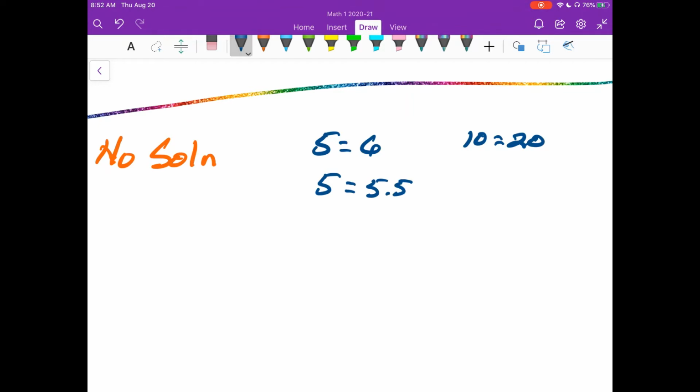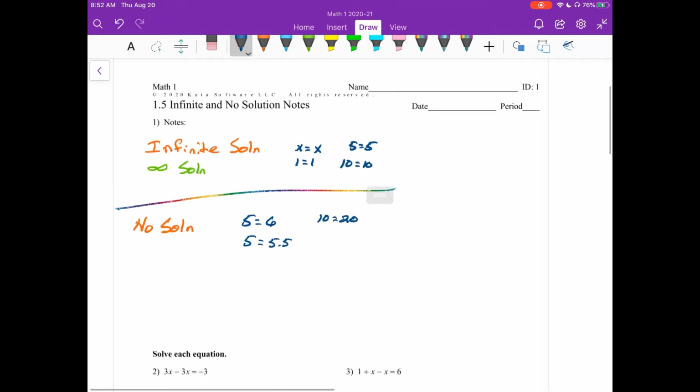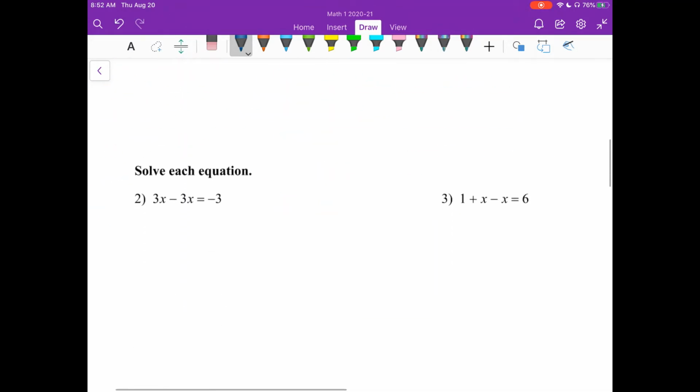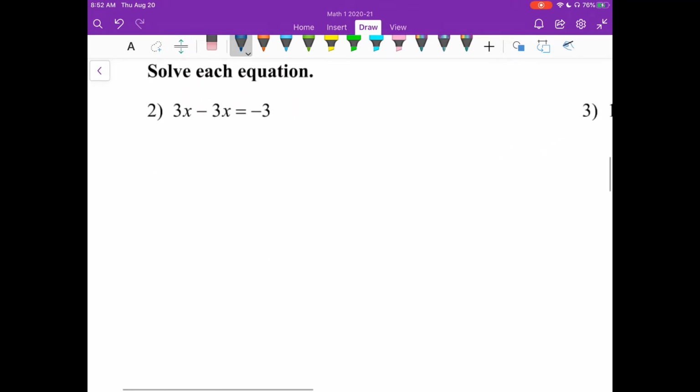Okay? So we have infinite. Infinite is whenever it always works. No solution is whenever it never works. It doesn't make sense. So let's look at number 1, or I guess it's number 2.